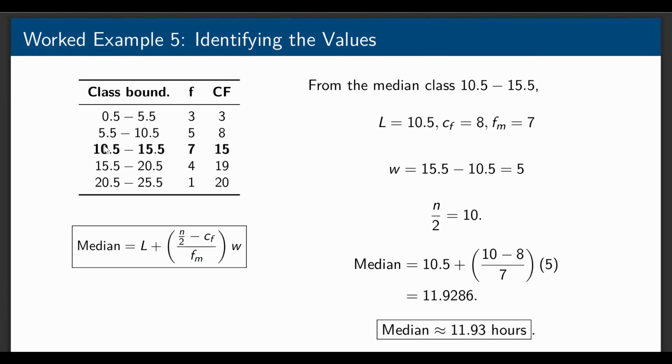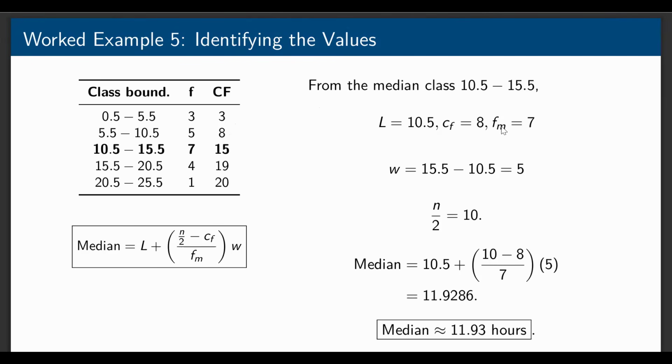So we have our median class highlighted or boldened. This is the formula for the median. From the median class, we know that our L is supposed to be the lower class boundary of the median class. That is 10.5. Now CF is the cumulative frequency of all the classes before the median class. So the cumulative frequency just before the median class is 8. So we have 8 here.